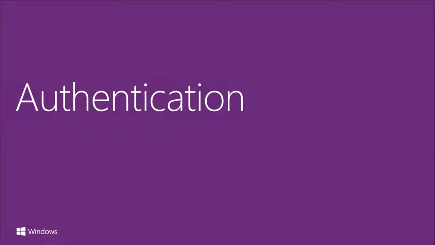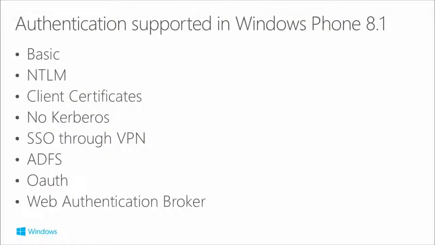So let's switch to authentication. Part of getting to the corporate data is through authentication. You have to know that you really are who you say you are, and whether you have permissions to access the data. We have some support for authentication, like basic authentication, NTLM. We can now use client certificates. Unfortunately, that's new, isn't it? Yeah. Unfortunately, no Kerberos authentication. That's something we get asked a lot.